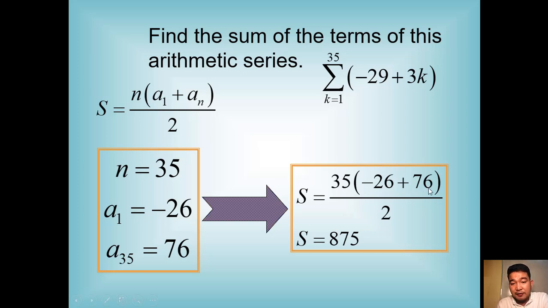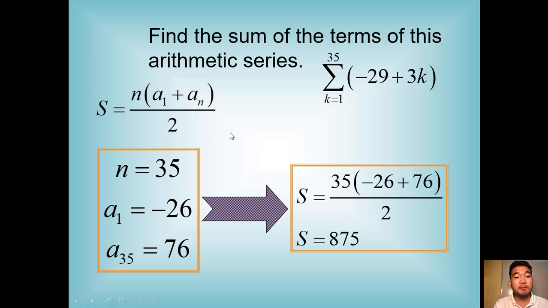50. So 50 times 35 is equal to... 35 times 5 is 5 carry 2, and then 15, 1, 7, 50. So 1,750 divided by 2 is equal to 875. So the sum of the terms of the arithmetic series is equal to 875.